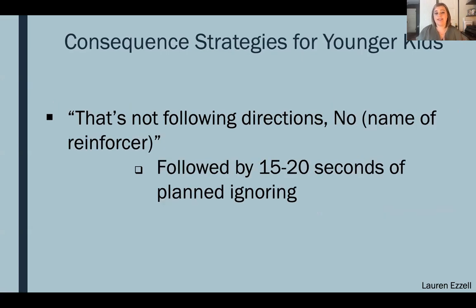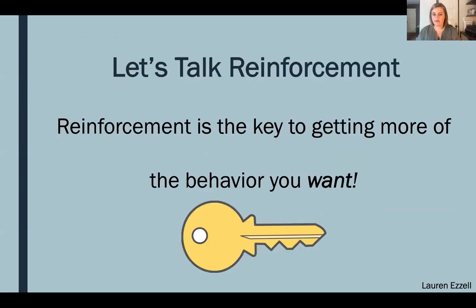Okay, so you label it: that's not following directions, no iPad. Or that's not following directions, that's 20 seconds off recess. That's not following directions, that's 20 seconds off recess. So it's the same consequence. And then it's followed by 15 to 20 seconds of planned ignoring.